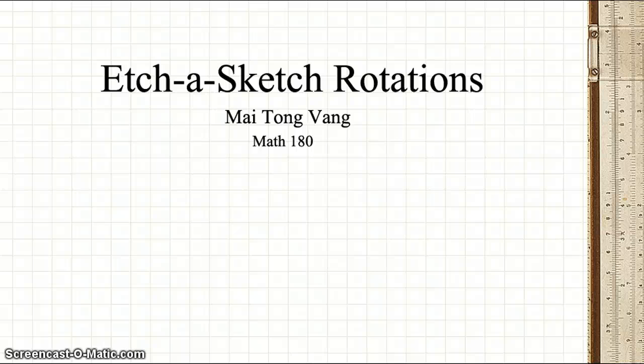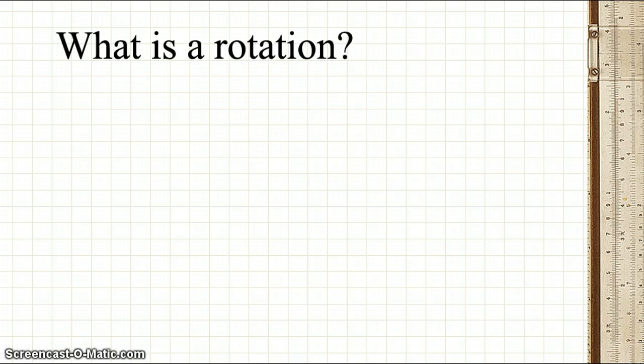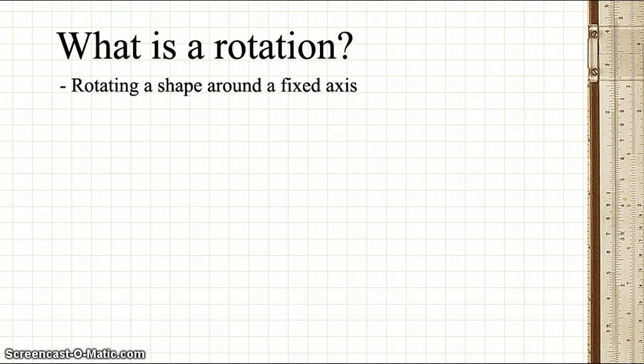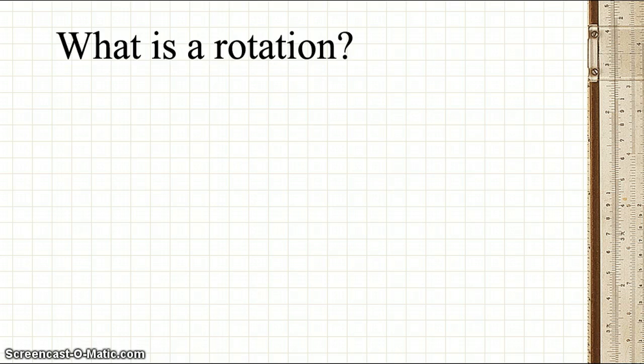Today we will be going over Etch-a-Sketch rotations, and the purpose of this video is to determine whether or not rotations in Etch-a-Sketch geometry are isometric or not. We'll start off by defining what is a rotation. A rotation is rotating a shape around a fixed axis.